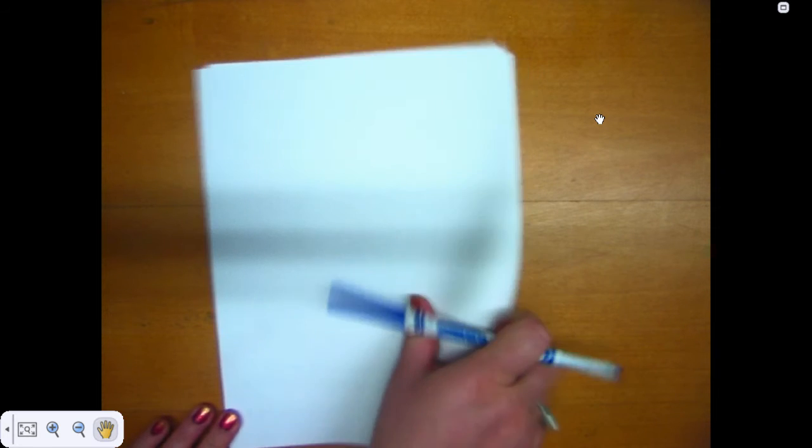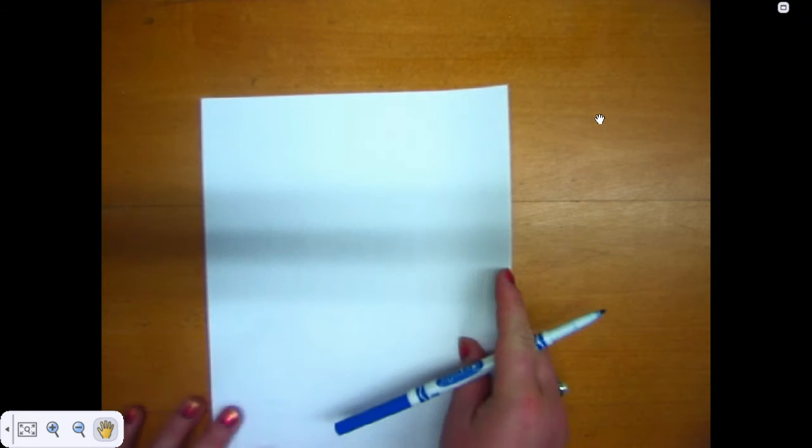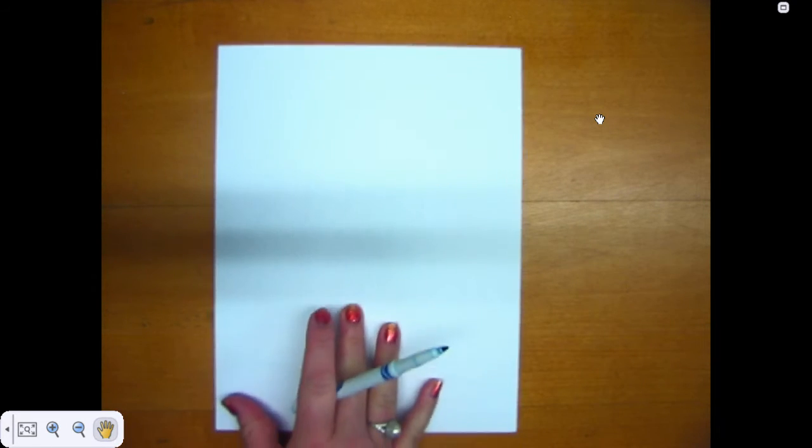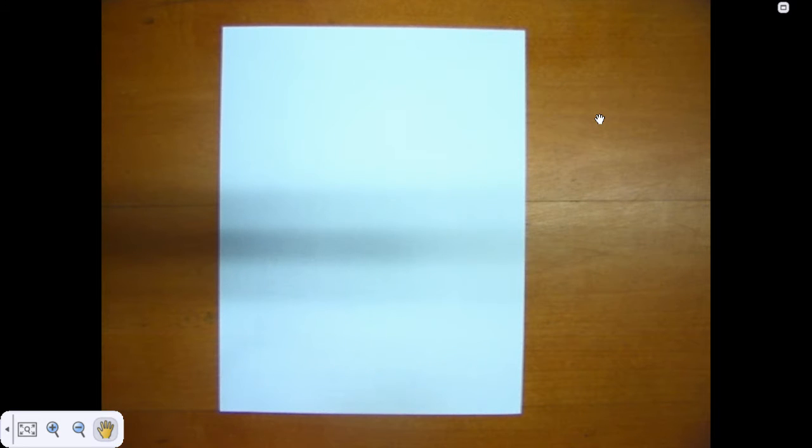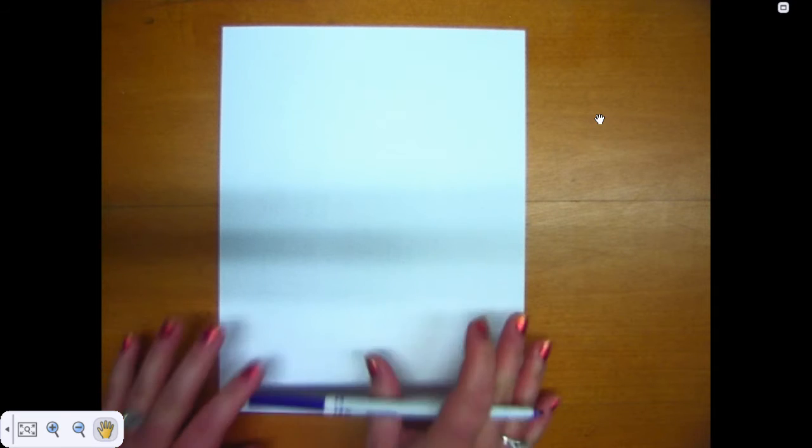Today we're going to be talking about rational numbers. Last week we talked about integers, and integers are also rational numbers, so this is a good segue into this.